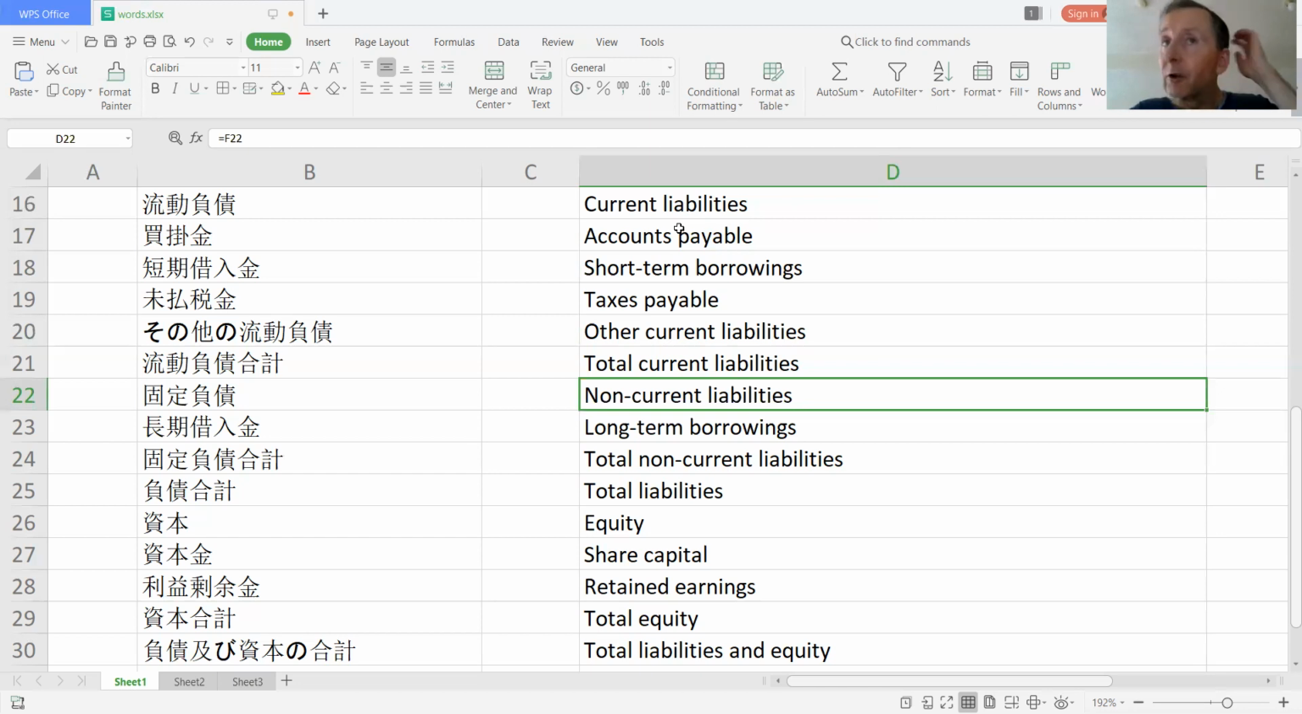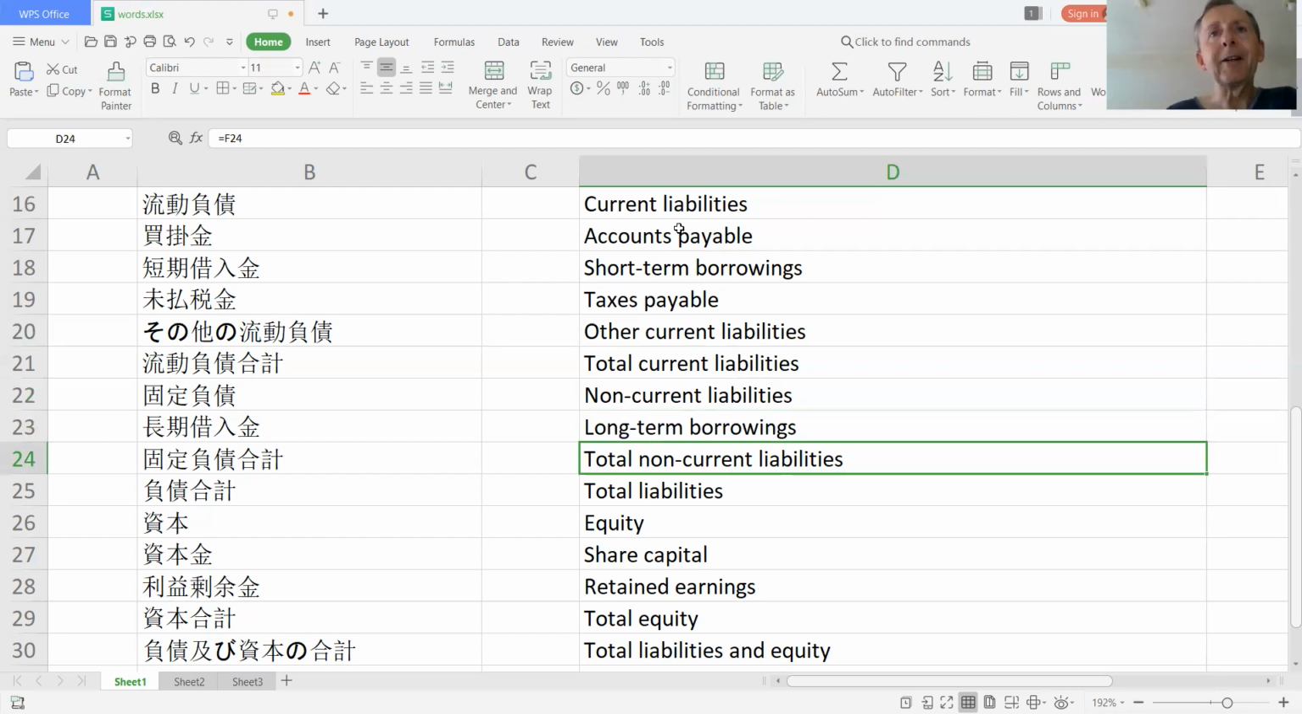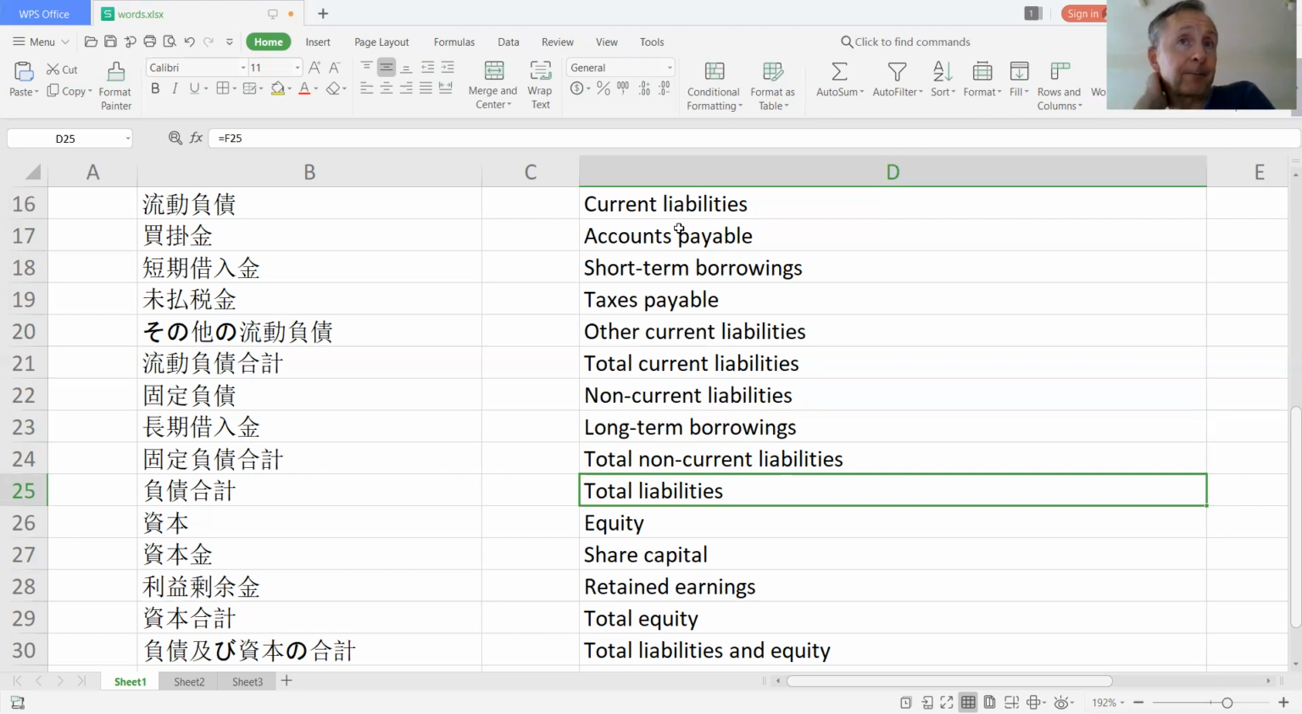Because remember what we have to do. If we have a bank loan, we have to split it perhaps into two parts. The part which is repayable within 1 year goes into short-term borrowings, and the part which is repayable after more than 1 year goes into long-term borrowings. Again, we would have a subtotal, total non-current liabilities. And then the total liabilities, another total there.